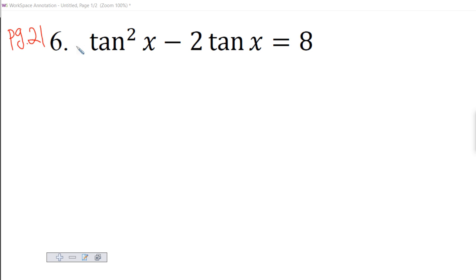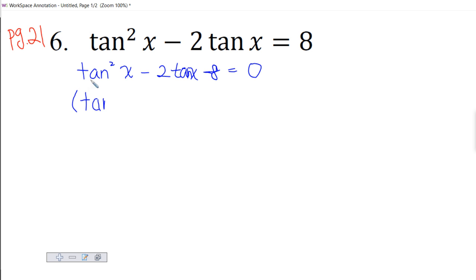Number 21, number 6 on page 21. We're going to go ahead and apply the quadratic formula, or just factor this out because we noticed that this was a quadratic function. So this will give us tangent of x positive 2 and tangent of x minus 4. If you need to use the house method, go ahead and go for it.